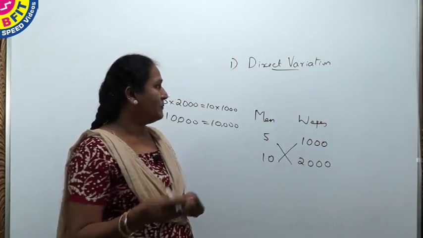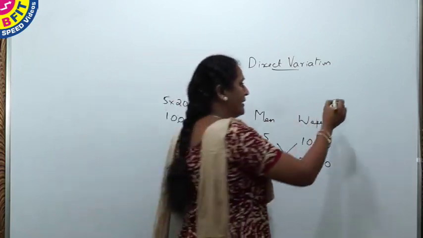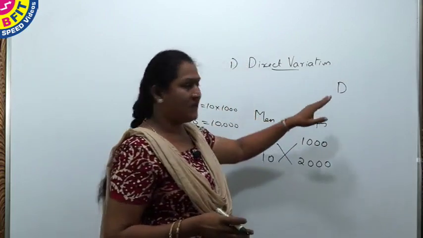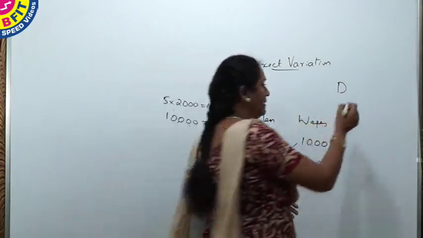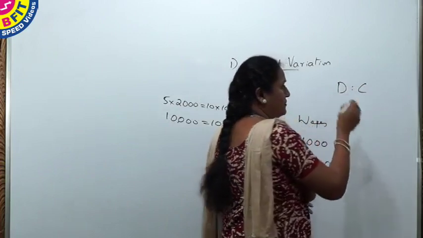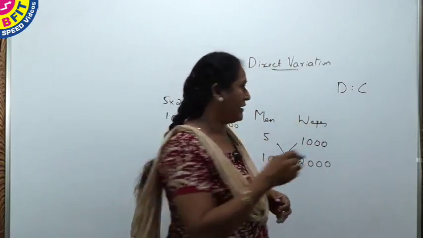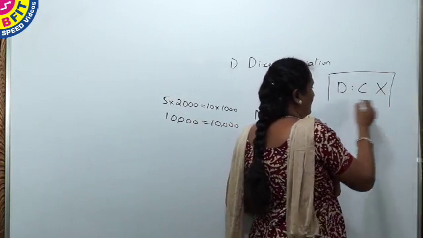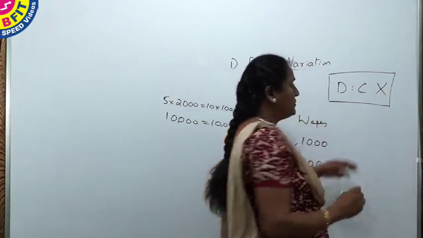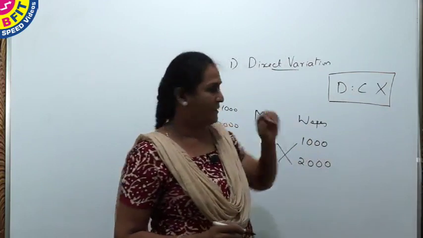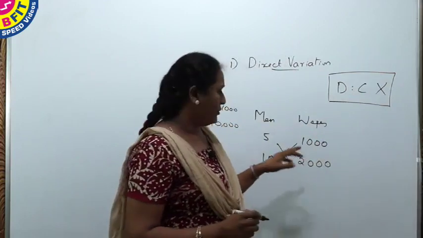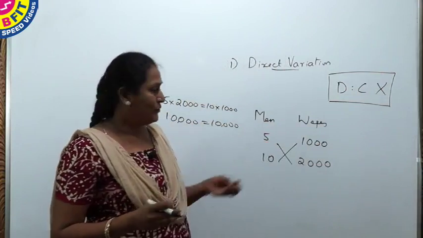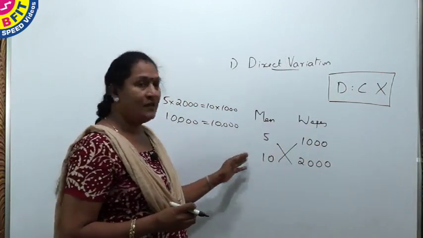You can remember it like this: when they vary directly, remember the letter which occurs before this D, that is C. C is for cross products. Whenever the variables vary directly, remember this cross product. By cross multiplying, you can find whatever is asked. We'll see how to use this concept and find for another data.